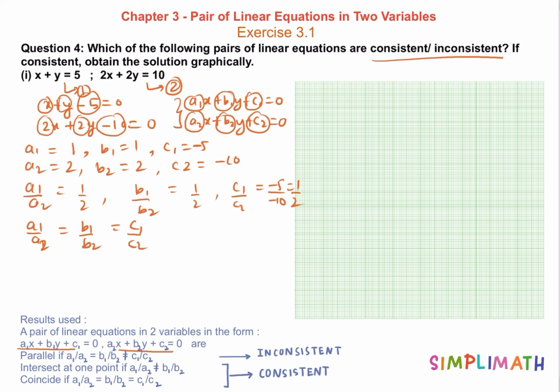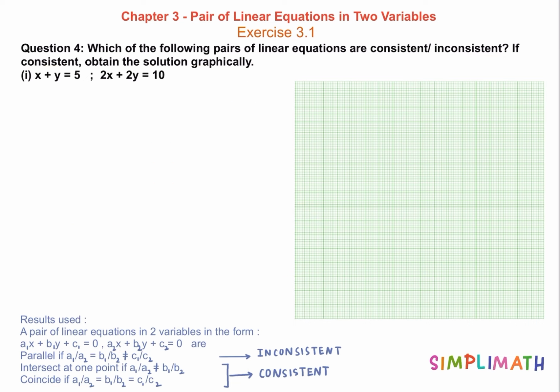Now when does this happen? This happens when the pair of linear equations coincide, right? And we know that when the lines are coincident, they are consistent. Now the question says if they are consistent, obtain the solution graphically. So to obtain the solution, let us see how we have to proceed.